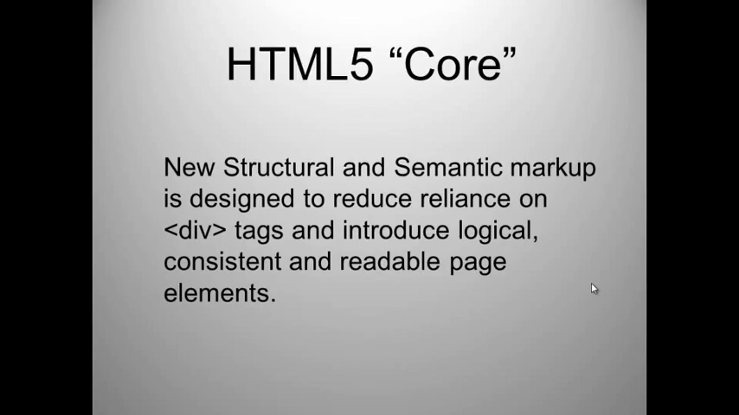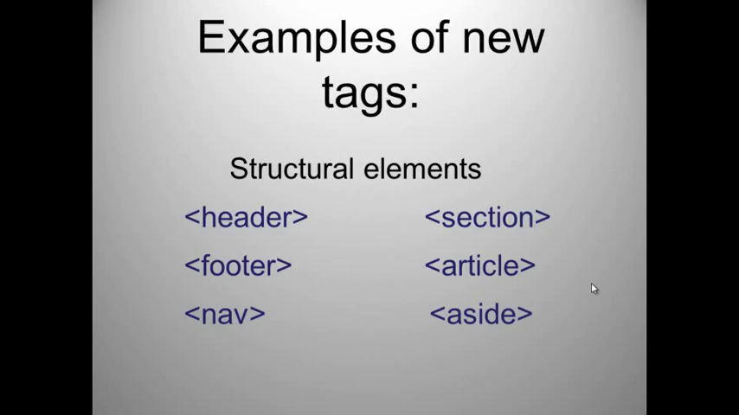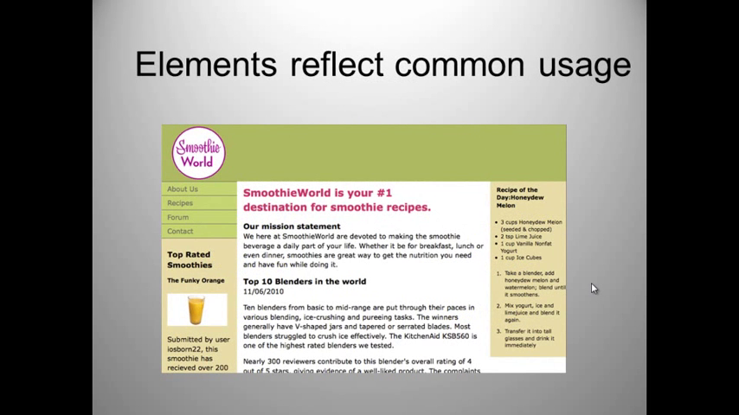So let's take a look at the HTML5 core. This is the new structural and semantic markup, and it's designed to reduce reliance on div tags and introduce logical, consistent, and readable page elements for the browser. To make this a little more clear, let's take a look at the following. We have new tags in HTML5. These are structural elements such as header, footer, nav, section, and more. These elements reflect common usage on the web. Traditionally, if you were building this page with a CSS layout, you would use divs that have a class or an ID name. In HTML5, we have new tags that we can use.